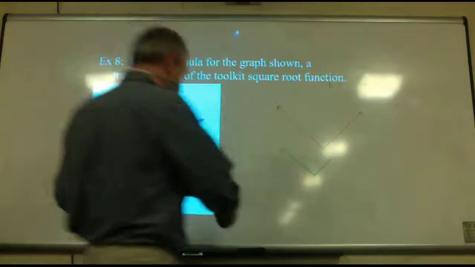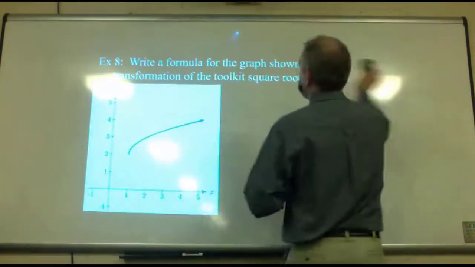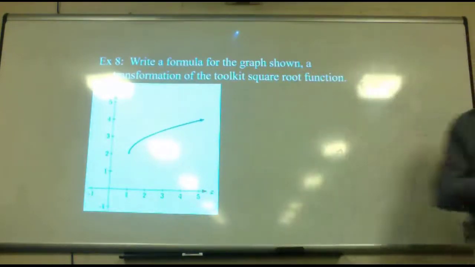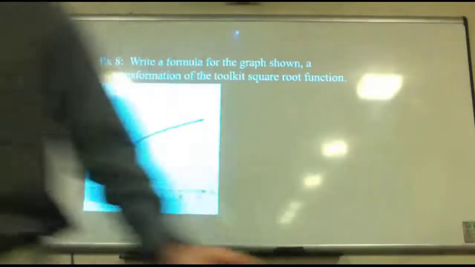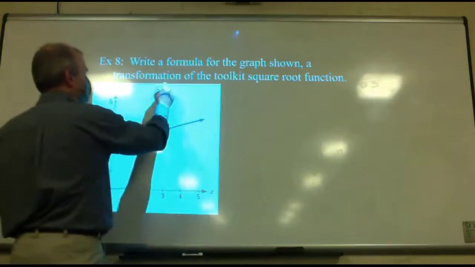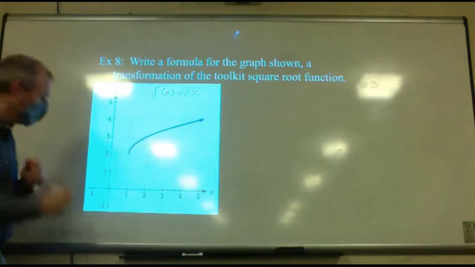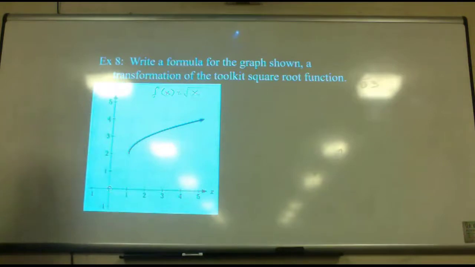All right, so here is our, anybody know what this one is? We just saw it. What is this one? Square root function. So this is, we'll say f of x equals the square root of x. And that would be starting right down here at 0, 0, right? Correct? So let's think about where it has been moved and what the new equation will be.